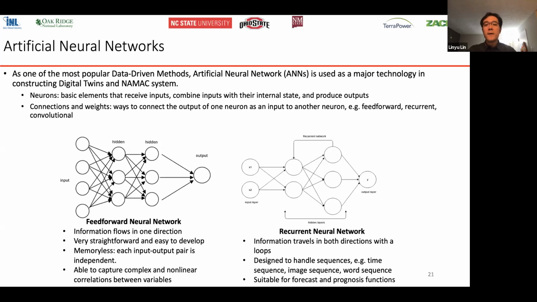The second type of connection is the recurrent network. As the name suggests, it is different from the feed-forward network. Information transfers in both directions, and sometimes there's a loop from one neuron to a previous neuron. With this unique connection, recurrent networks are designed to handle sequences, like time sequences, image sequences, or word sequences. Actually, recurrent neural networks are very popular in natural language processing. In the WAMAC context, we found that recurrent networks are very suitable for forecasting and prognosing functions.